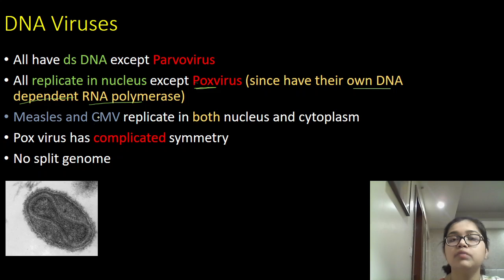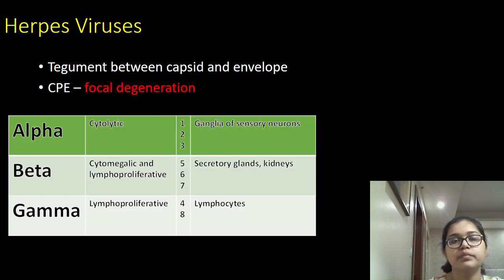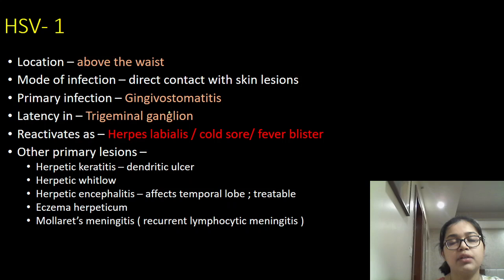Measles and CMV are two viruses that replicate in both cytoplasm as well as in the nucleus of the host cell. Pox virus has complex symmetry, as can be seen in this picture. No DNA virus has a split genome. Herpes viruses have a tegument between the capsid around the genetic material and the envelope, and the cytopathic effect produces focal degeneration. There are three families: alpha with types 1, 2, 3, beta with 5, 6, 7, and gamma with 4 and 8. HSV1 lesions are above the waist.